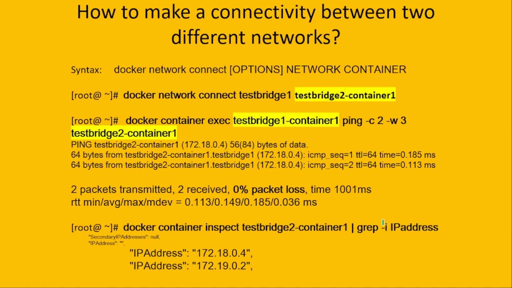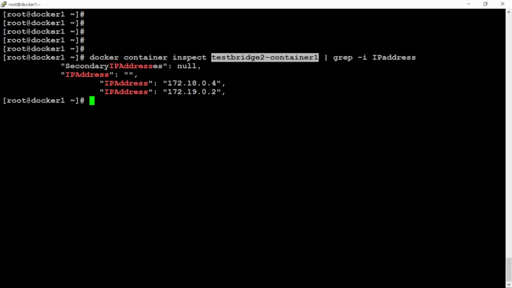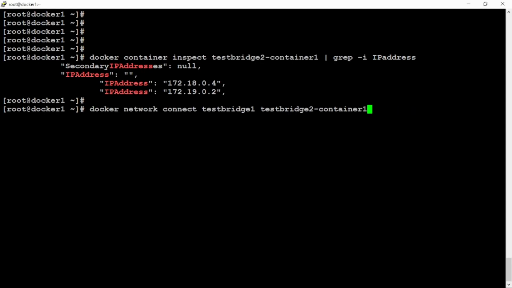This is the IP address here, 18 and 19. Okay, let's move forward here. So how to remove the connectivity between two different hosts? So the same thing as connect and disconnect command. So let me show you here. Let me go back, connect, and then I just press disconnect.